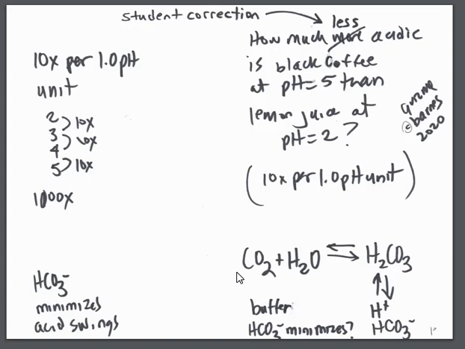The bottom formula is how the body deals with carbon dioxide as a waste product of cellular respiration. Our bodies convert this to a soluble carbonic acid, and then it breaks down or dissociates into hydrogen ions and bicarbonate ions. And so my question is, what does the buffer hydrogen carbonate or bicarbonate minimize in the blood? What does it do?